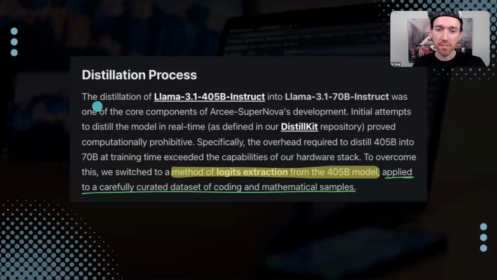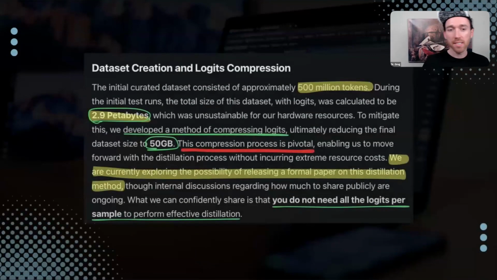The distillation process starts with the distillation of Llama 3.1 405B Instruct using DistillKit. Now, initial attempts here to distill the model in real time proved computationally prohibitive. Specifically, it was just too much for the stack that the company Arcee had access to. To overcome this, they switched to a method of logits extraction applied to a carefully curated data set. Interesting. Very interesting indeed. 500 million tokens here is what we're talking about.